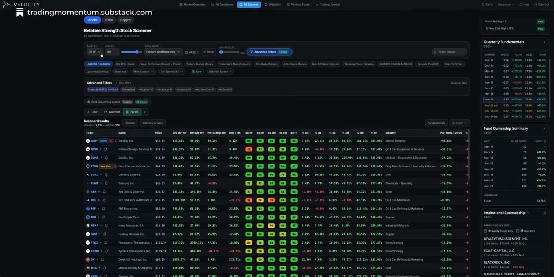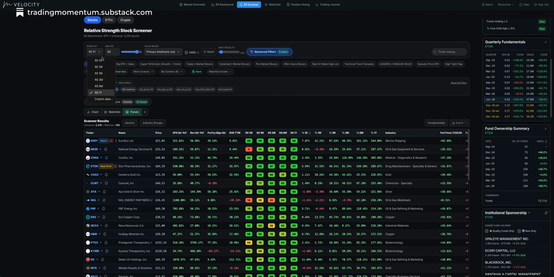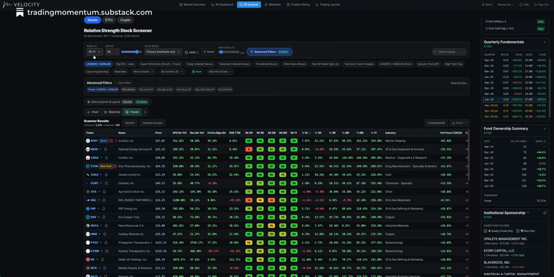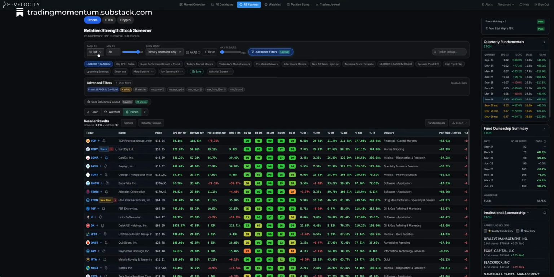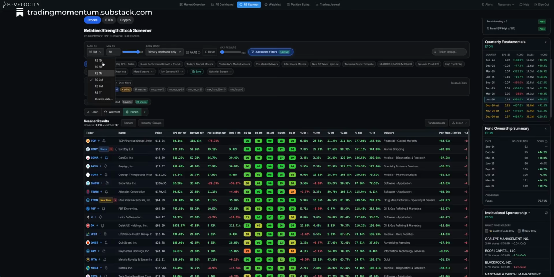Now I will go to shorter time frames, like guys like Qullamaggie look at 1 month, 3 month, 6 month, and that's why I have that capability. But I'll usually start with a 1 year, and I'll do a lot of my screening on the 1 year. Then I'll look at some of the same screens with 3 month. Then I'll look at 1 month.